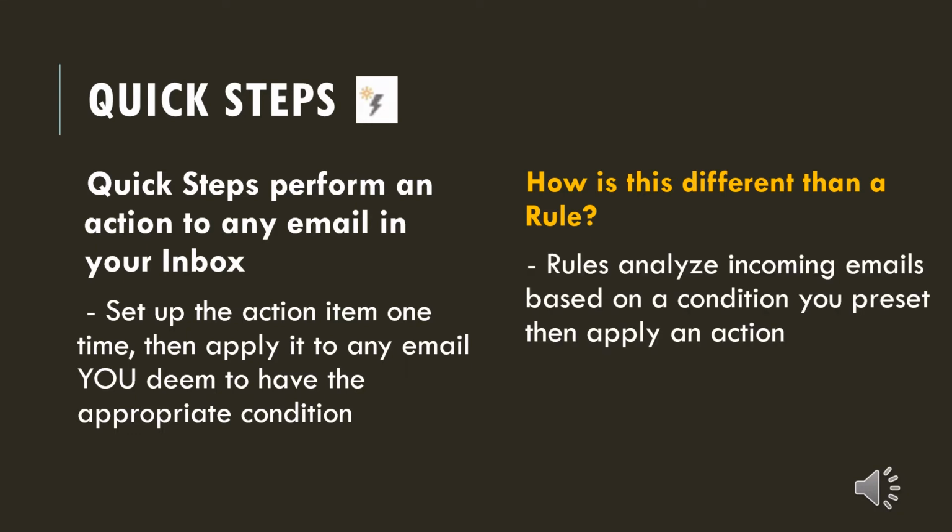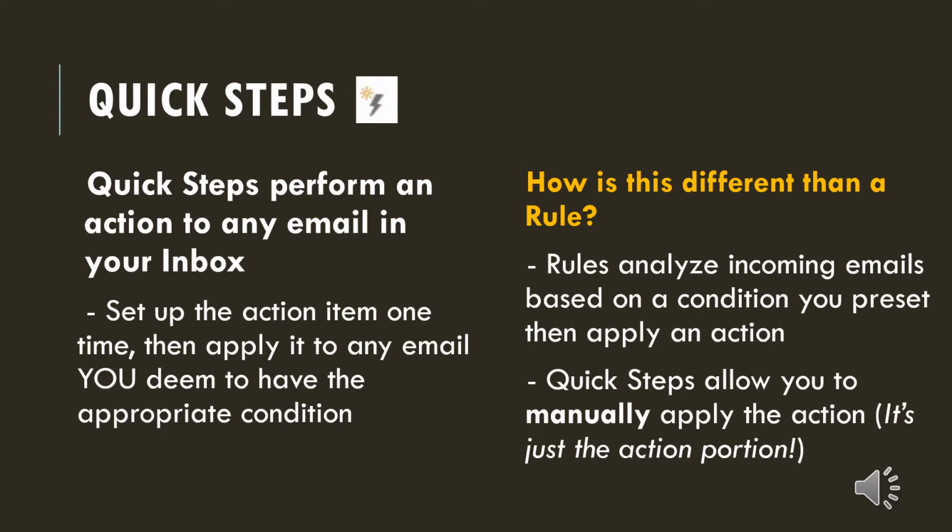Rules analyze incoming emails based on a condition you preset, then apply that action if and only if they find that condition. Quicksteps, however, allow you to manually apply the action. It's just the action portion. There's no conditions, there's no exceptions. Quicksteps simply apply an action to any email you deem should have that action.